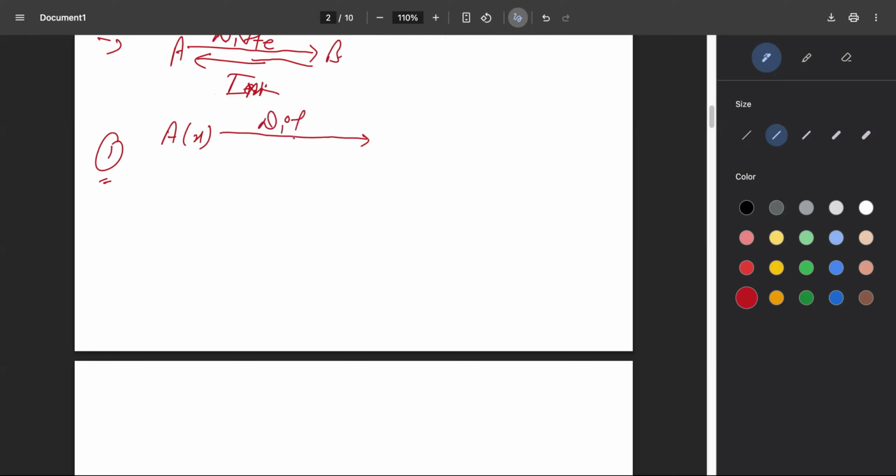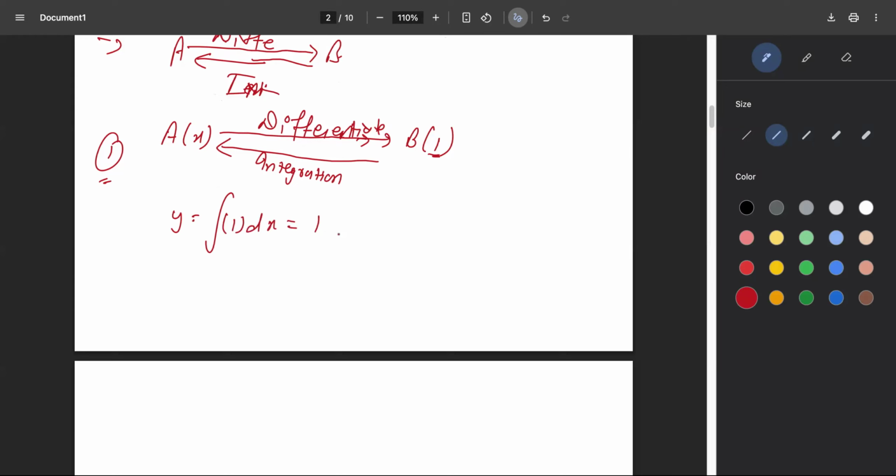One. I am going to get, right? Differentiate. It means the integration of 1 should be x. Is that clear now? Yes, sir. Okay. So I can simply say that integration of 1 dx will result you x.